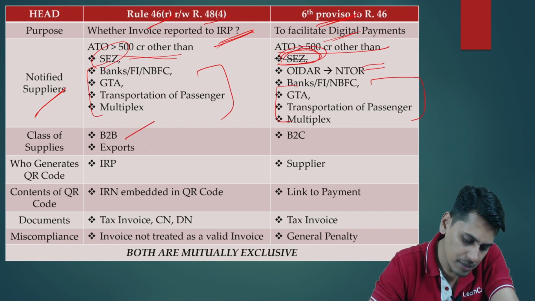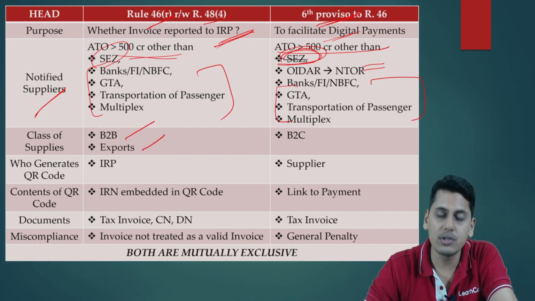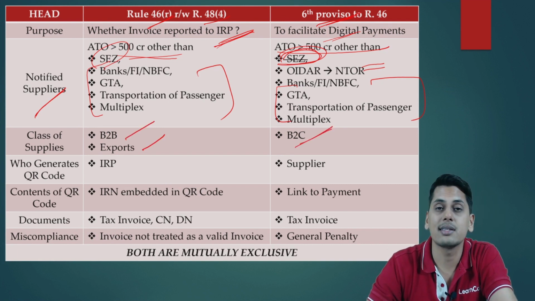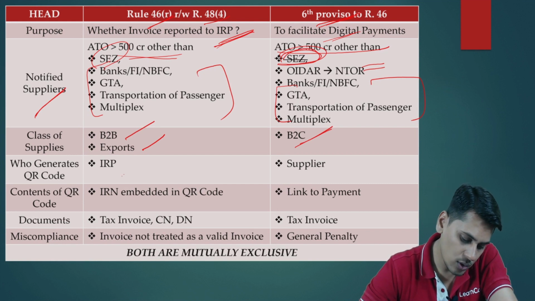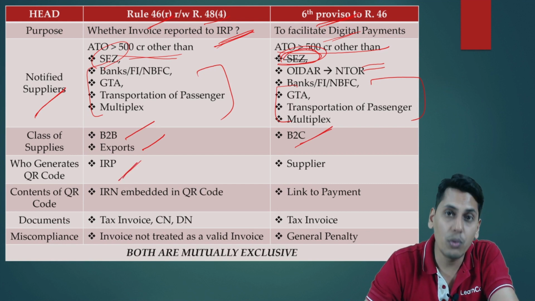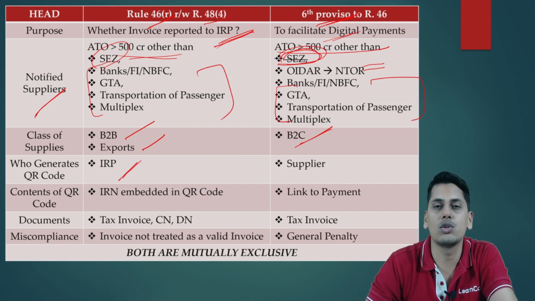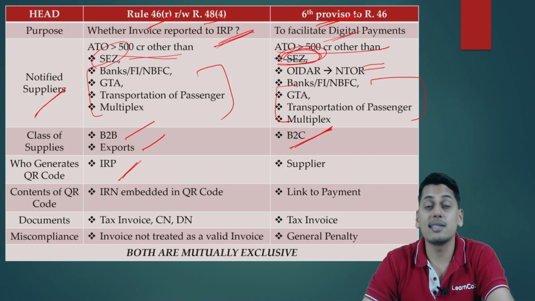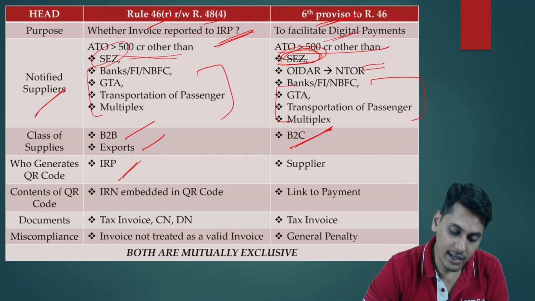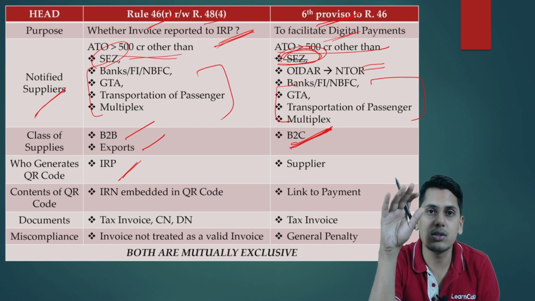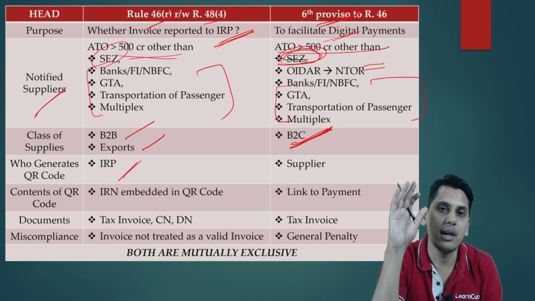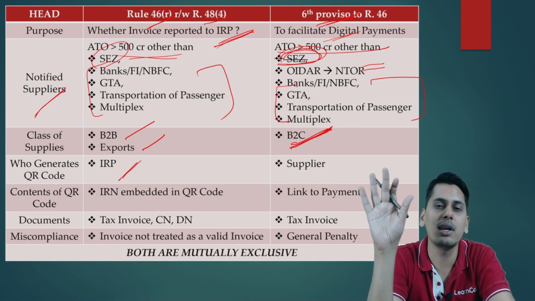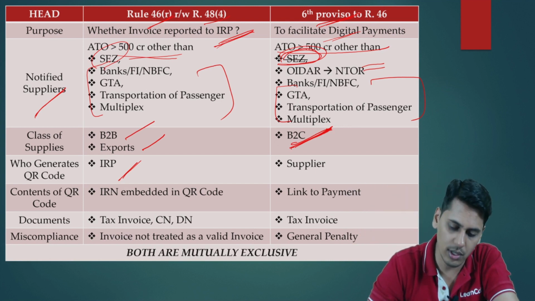The class of supplies, B2B and exports. Sixth proviso to rule number 46, the class of supplies is B2C. Who generates this QR code? It is the invoice registration portal which is going to generate this QR code and give it to you. As regards this dynamic QR code, it needs to be generated by the accounting software of the taxpayer himself.